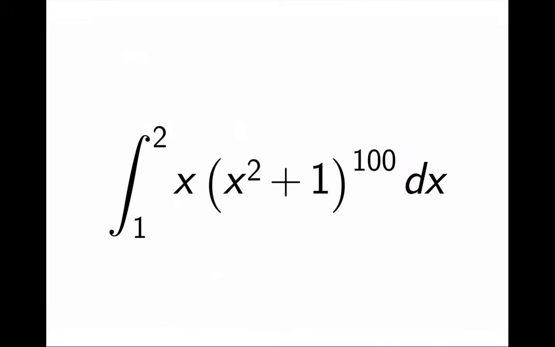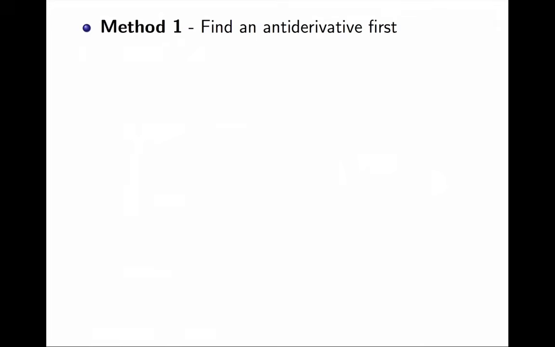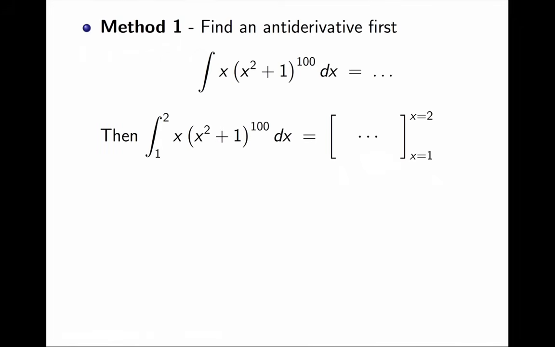This one. There are 2 approaches for this. One method is to first find an antiderivative. In this case, we could do a substitution, then integrate and undo the substitution. And once we have an antiderivative, evaluate it at x equals 2 minus evaluate it at x equals 1. Nothing surprising. This is entirely fine and it produces the right result.